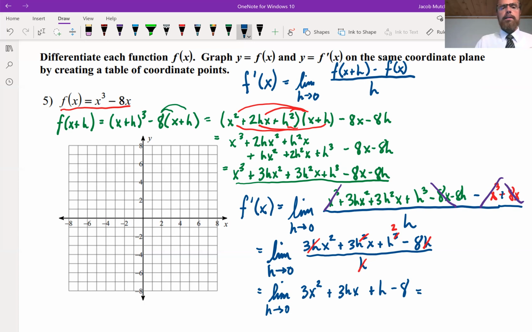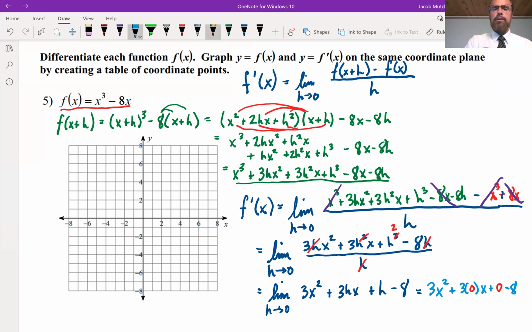So when I look at the limit, it's about h approaching 0. So I won't substitute anything for x. I'm just going to leave x as is. But anytime I see h, I'm going to substitute in 0. So this is 3x squared plus 3 times the 0 where h was, x, plus 0 minus 8.